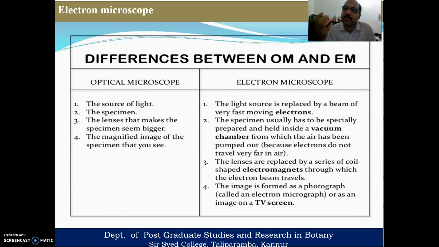So based on that complicated process, we have to make a slide, or we have to make a sample for observing in the electron microscope, whereas in the case of the light microscope, the preparation is simple. That's the difference between the optical microscope and the electron microscope.